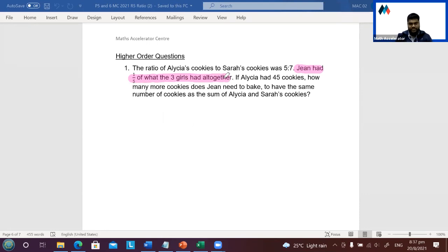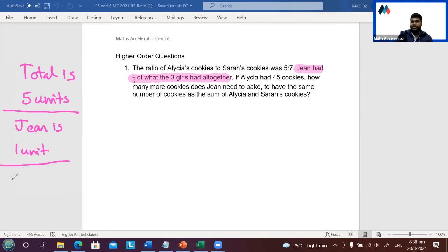Can you type in the chat? What do you all gather from this sentence? Correct. The total is 5 units. That's what I want to hear. The total is 5 units, where Jean is 1 unit. So if the total is 5 units and Jean is 1 unit, what can you tell me about Alicia and Sarah? How many units are they? Good. They are 4 units. Well done.